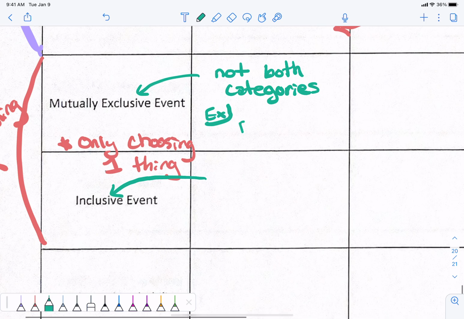Like football, volleyball. Can you be a football player and a volleyball player at the same time? Nope, not gonna happen, right? Unless you're playing club volleyball and you want to play football, whatever. But anyway, we're talking about just the fall sports, football, volleyball. Can't do the same, right? Inclusive, yes, can be both.